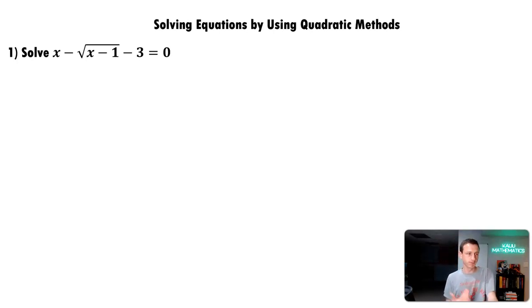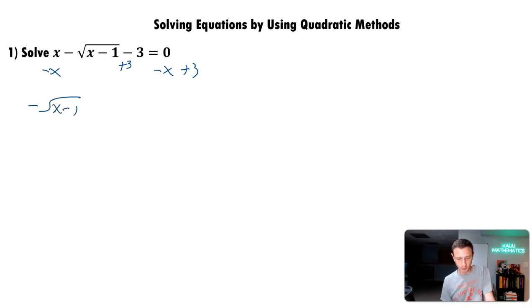So in this first one, we have x minus the square root of x minus 1 minus 3 equal to 0. Let's get the radical by itself, just like how we would on any other normal problem. And I'm also going to add 3 over. So I get negative square root of x minus 1 equals negative x plus 3.